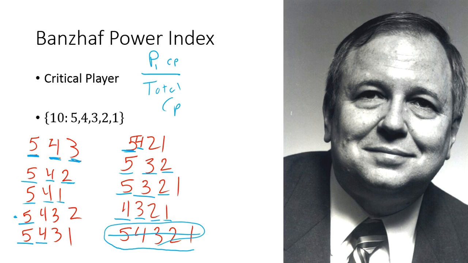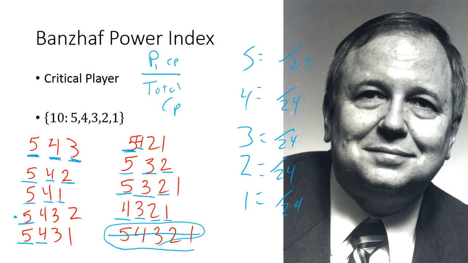Okay, so we'll start with 5, 4, 3, 2, 1. If we count how many total, there's 1, 2, 3, 4, 5, 6, 7, 8, 9, 10, 11, 12, 13, 14, 15, 16, 17, 18, 19, 20, 21, 22, 23, 24. There's 24. So all these are going to be over 24, because that's how many total critical players there are in this example.